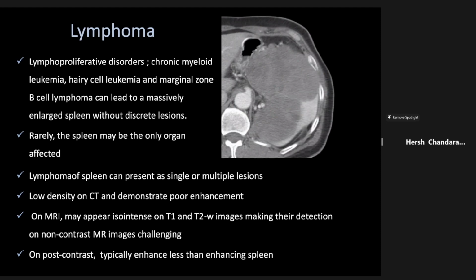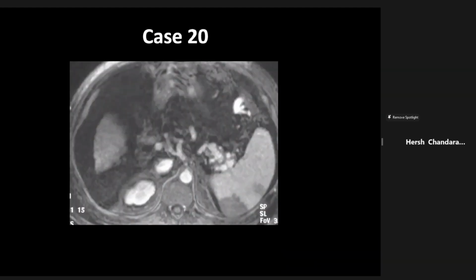You have three typical appearances: single lesion, multiple hypo-enhancing lesions, or just splenomegaly. I showed you the multiple ones in the previous case. This is a single lesion, again conforming to the spleen, not causing a significant mass effect on the surrounding organs. And the third appearance is just splenomegaly in the case of lymphoma.